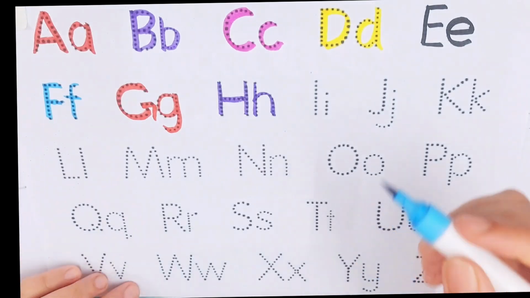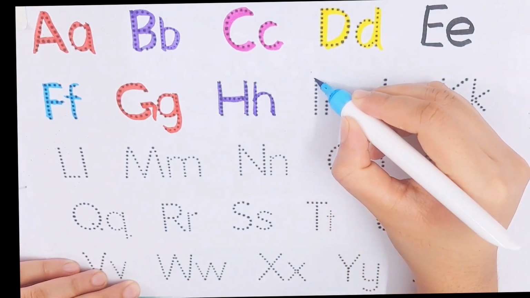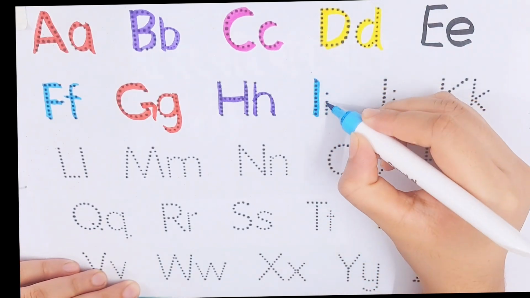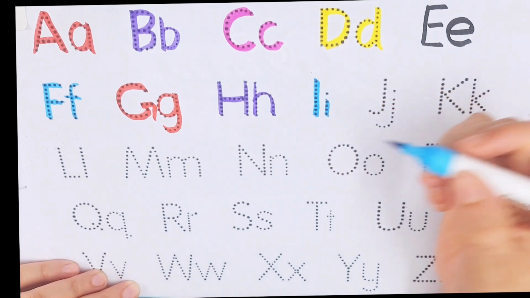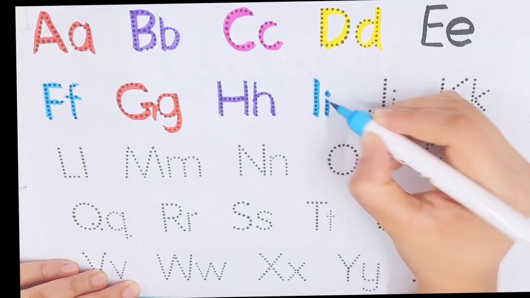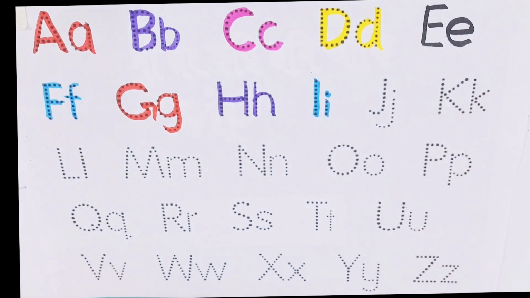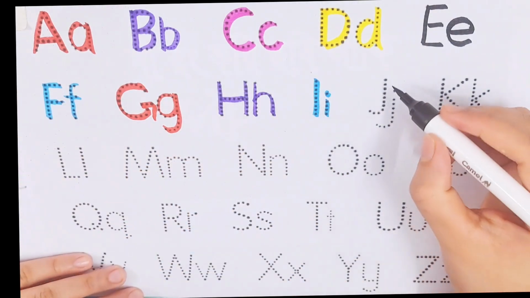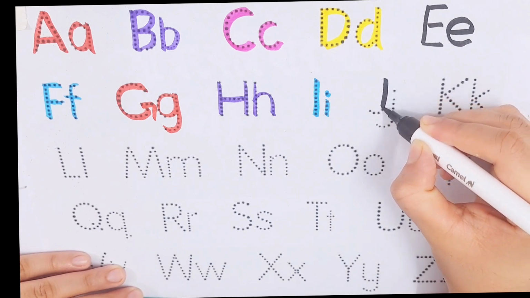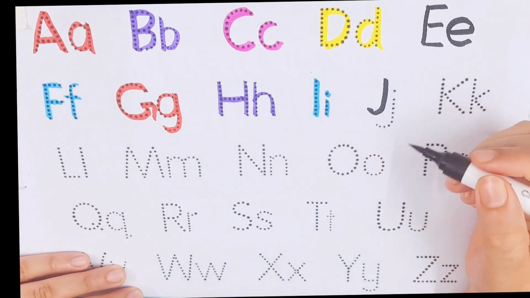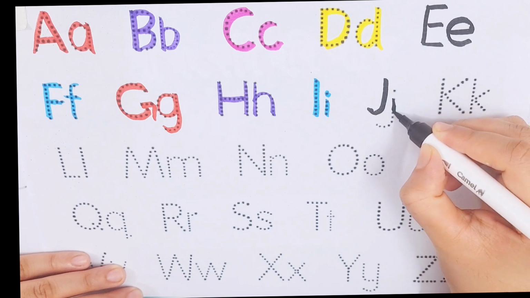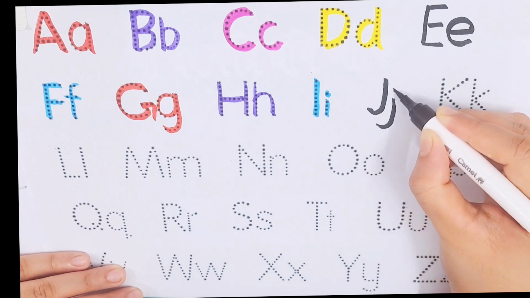Light blue color. I. I for eyes. I for insect. Black color. J. J for juice. J for jug.